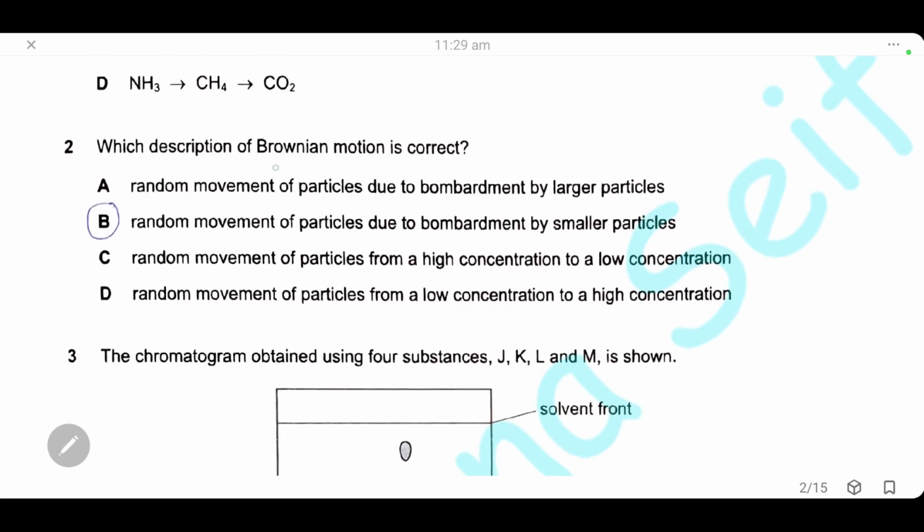Question 2. Which description of the Brownian motion is correct? We know that the Brownian motion is the random zigzag motion of particles suspended in a fluid. We can just imagine a small dust particle suspended in air. So it is the random motion of these particles due to bombardment with air particles, which obviously are smaller than the dust particles. So the answer will be B. Random movement of particles due to bombardment with smaller particles, which here in my example are represented by the air particles.